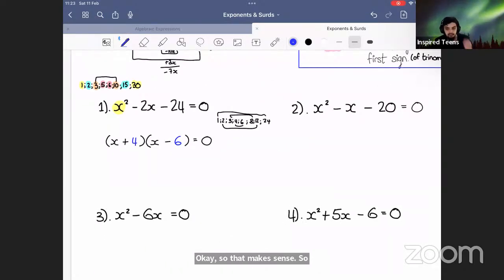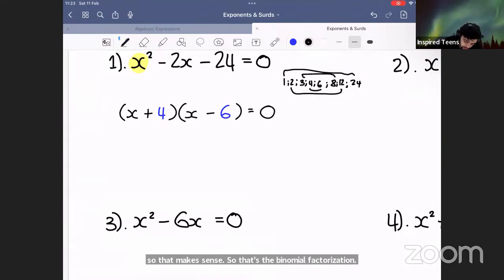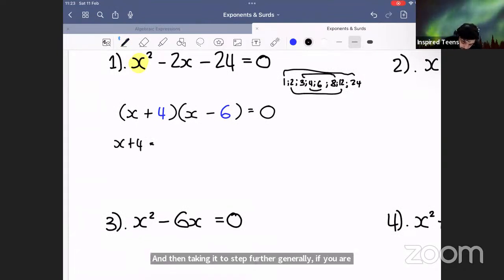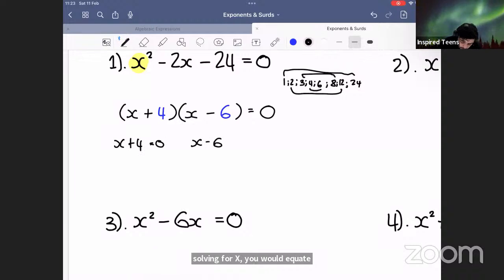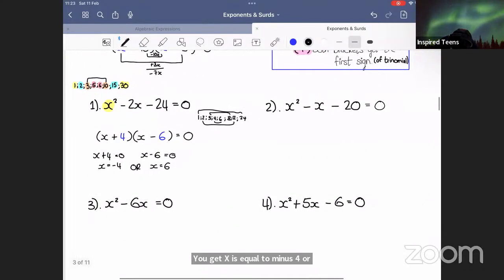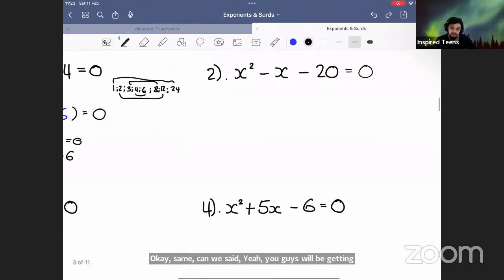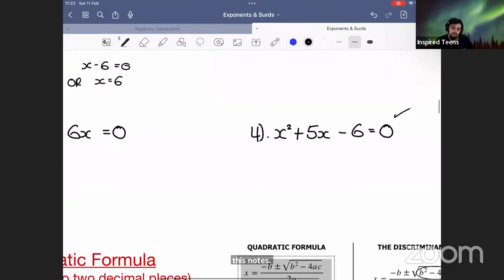So that's trinomial factorization. And then taking it a step further, generally, if you are solving for x, you would equate each bracket to 0. Here you get x is equal to minus 4 or x is equal to 6. Okay, same can be said here. You guys will be getting this note so you can practice that example.